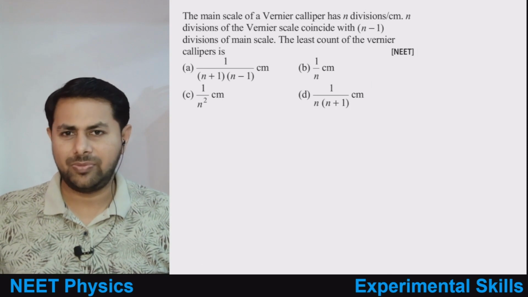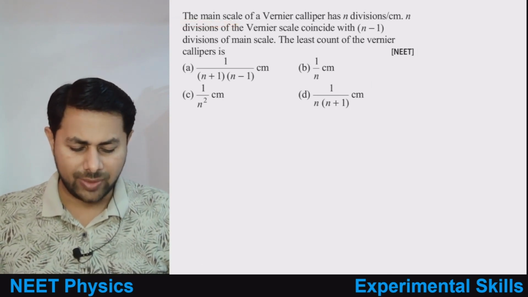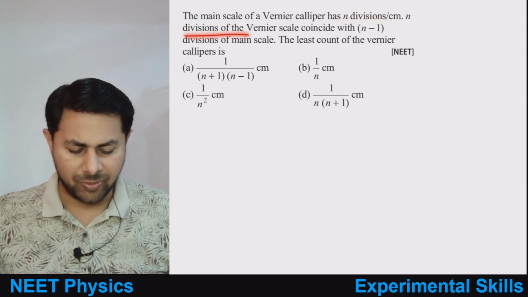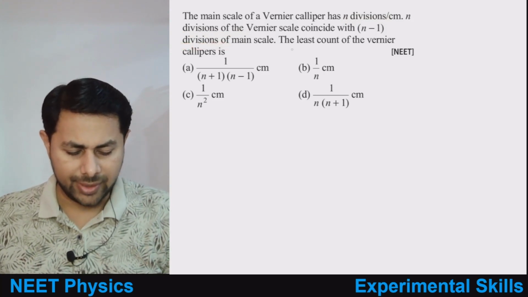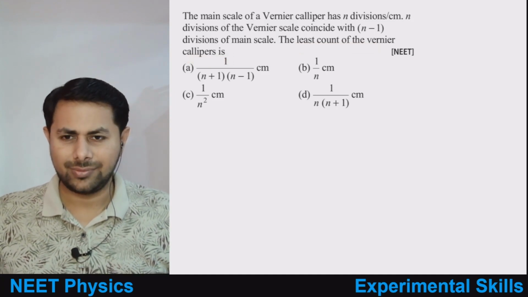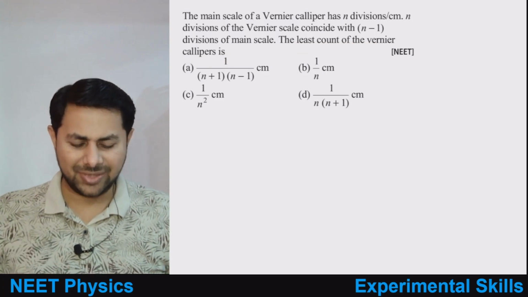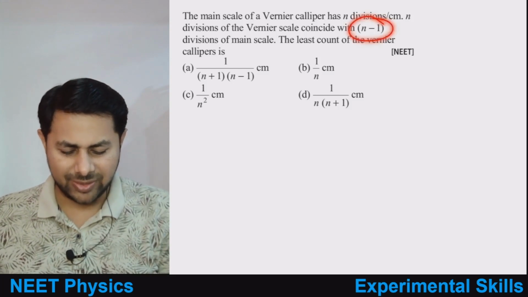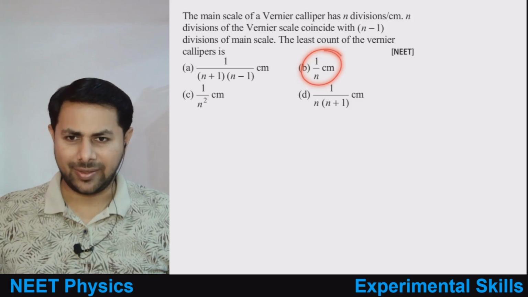So let's see some questions based upon the vernier scale. Let's see this one. The main scale of a vernier caliper has n divisions per centimeter. N divisions of the vernier scale coincide with n-1 divisions of the main scale. The least count of the vernier calipers is, tell me. If n divisions of the vernier scale coincide with n-1 divisions of the main scale, then in that case the least count would be equal to 1 by n, right?